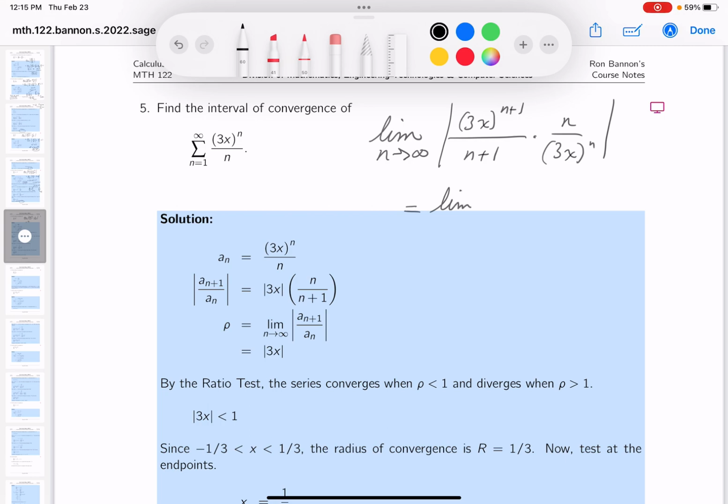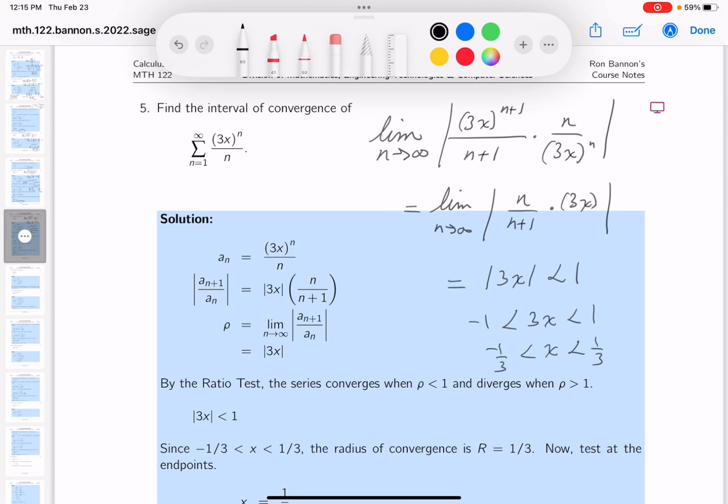Let's simplify this a little bit. Limit as n goes to infinity, absolute value of n over n plus 1 times, what do you get there? You just get 3x. And what happens over here is as n goes to infinity, n over n plus 1 goes towards 1. So what do I get over here? The absolute value of 3x, and that has to be less than 1. So what does that mean? 3x is between 1 and minus 1, which means x is between minus 1/3 and 1/3.